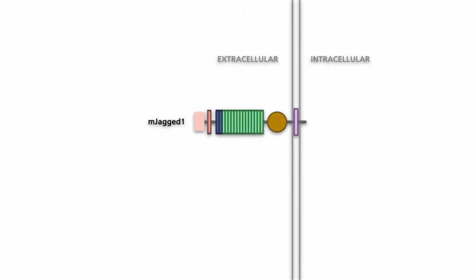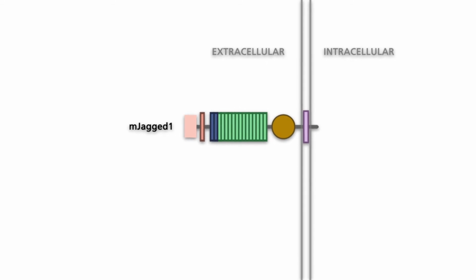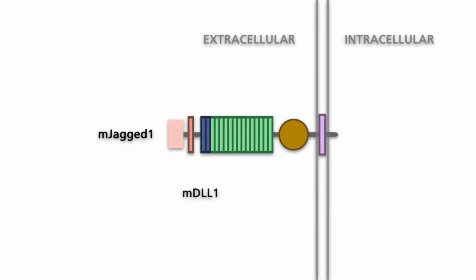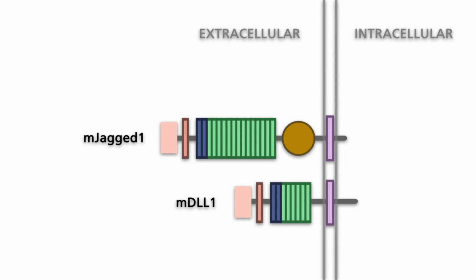Mammals produce 2 groups of classic Notch ligands, the Jagged ligands 1 and 2, and the DLL ligands 1, 3, and 4. Here we see the domain organizations of Jagged 1 and DLL1. The DSL domains as well as the DOS domains are involved in receptor binding. Jagged ligands contain a cysteine-rich motif, but DLL ligands do not. Ligands of both groups are anchored in the plasma membrane by their transmembrane domains.